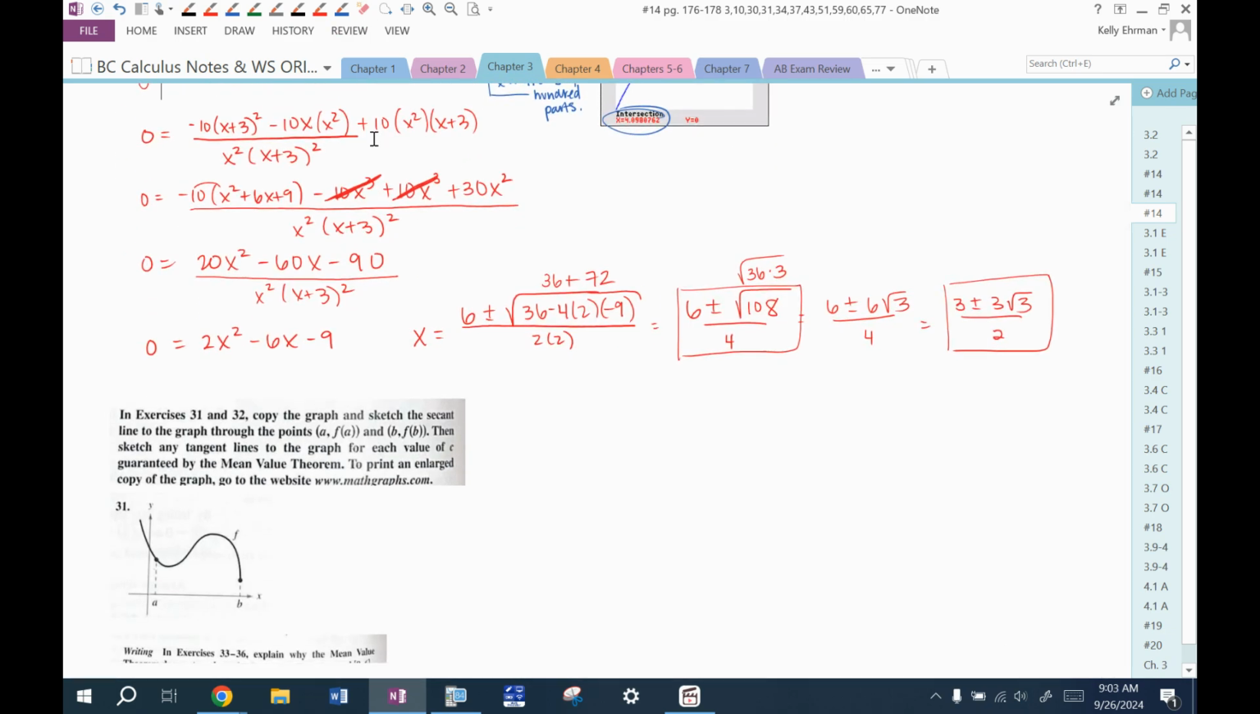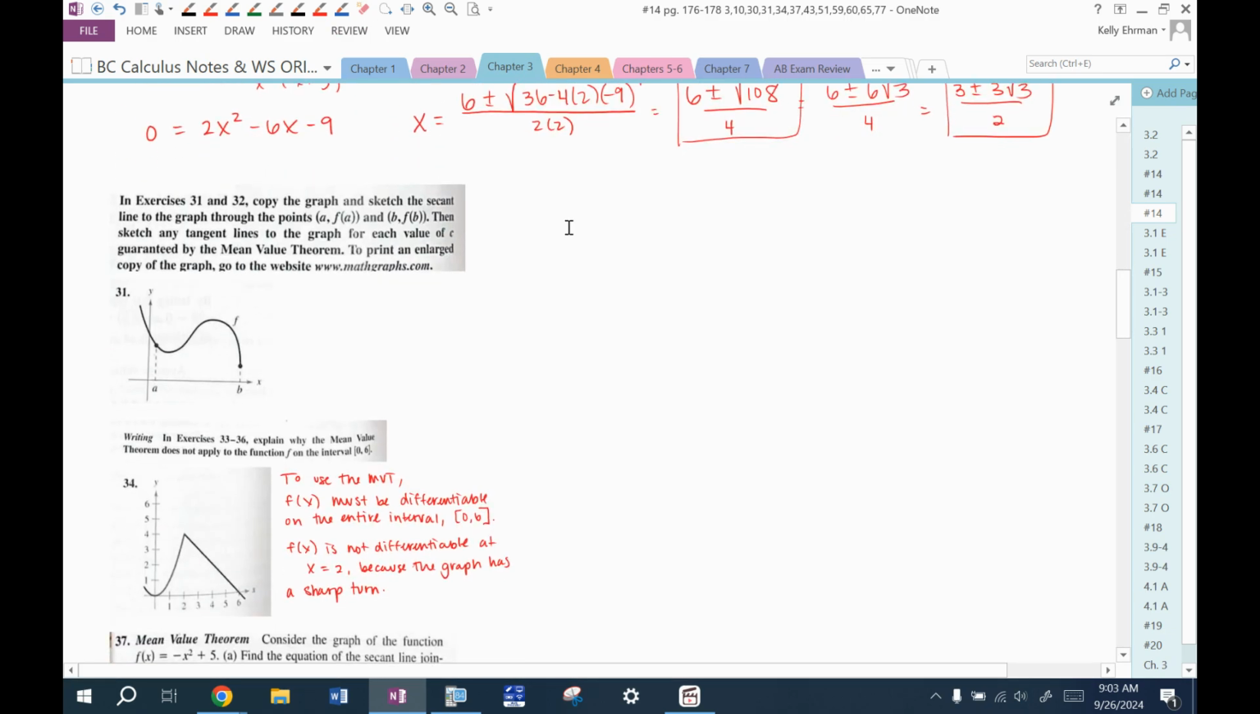All right. What about this one? Copy the graph and sketch the line through the points A and B. So here's the secant line that goes through those 2 points. Then sketch any tangent lines to the graph for each value of C, guaranteed by the mean value theorem. Sometimes this is a multiple choice question, like it'll say how many tangent lines are there. So you do need to sketch it through.